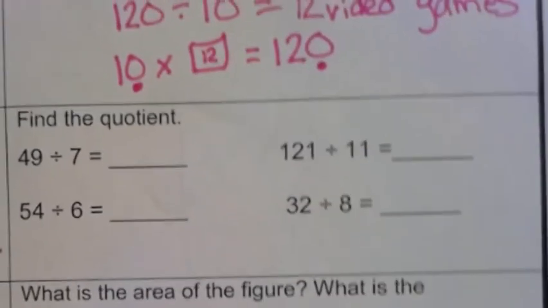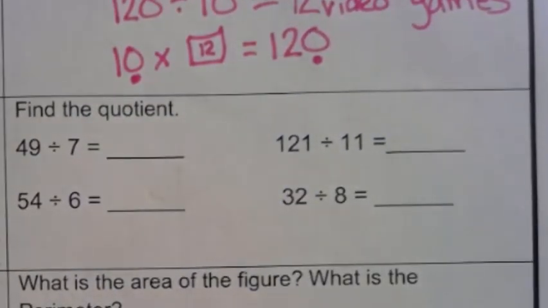All right, moving on to the quotient. A quotient is a fancy word for division. So again, if we treat it like backwards multiplication, then we can easily find these answers.